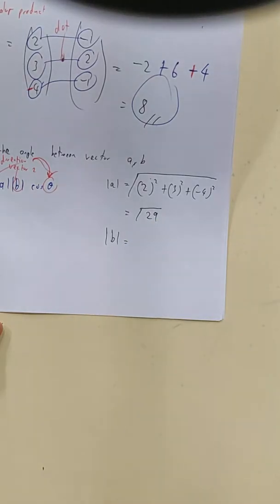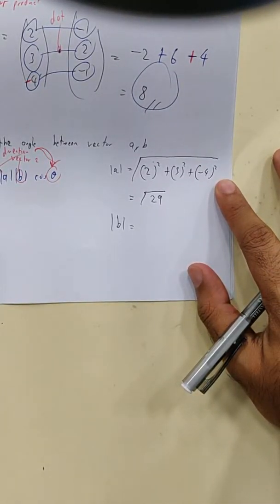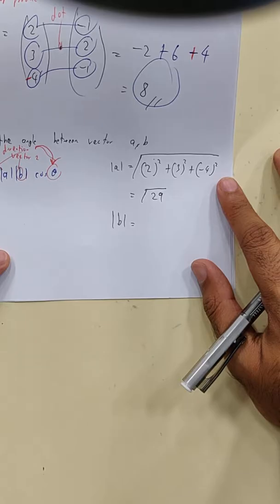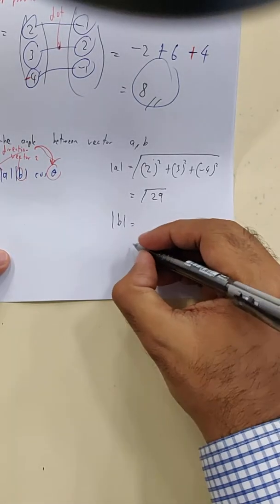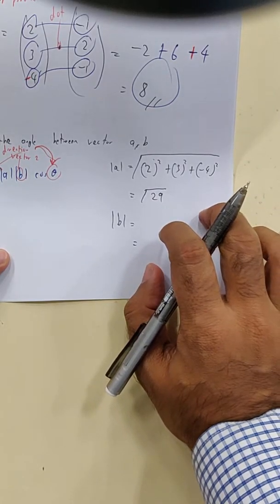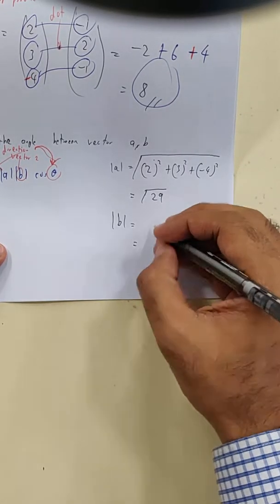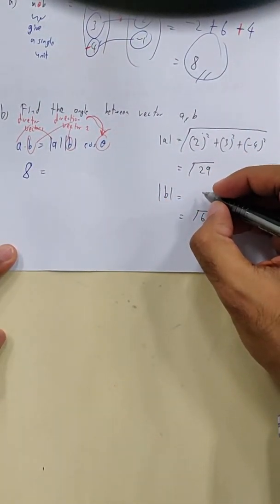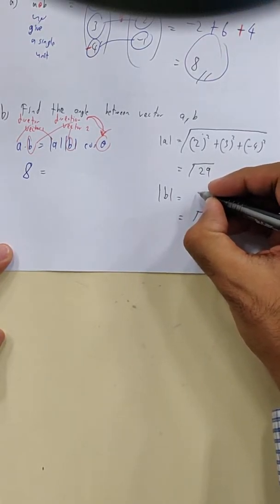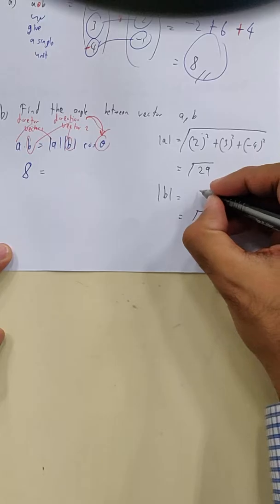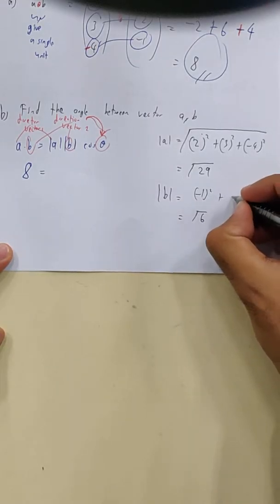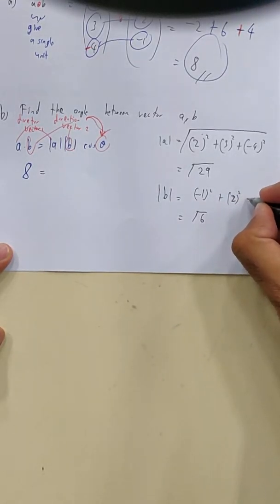What do you get for modulus B? How do you calculate modulus B? Square root 6, yes. How do you get that? It says from this value of B, square plus square root. Is it 6 or square root 6? Because I keep hearing people say just 6 just now. Or maybe I'm hearing things wrongly down here.